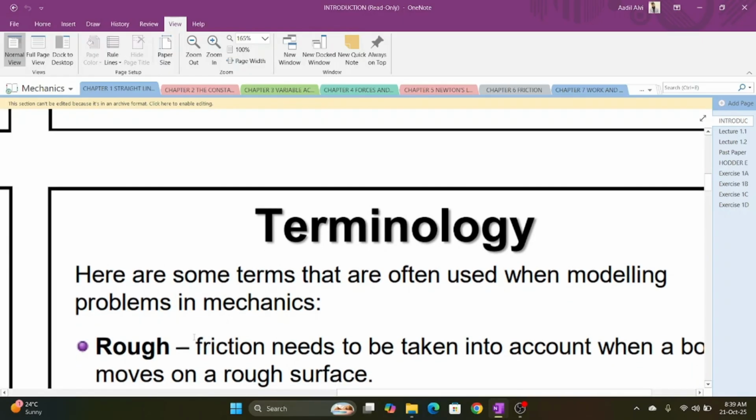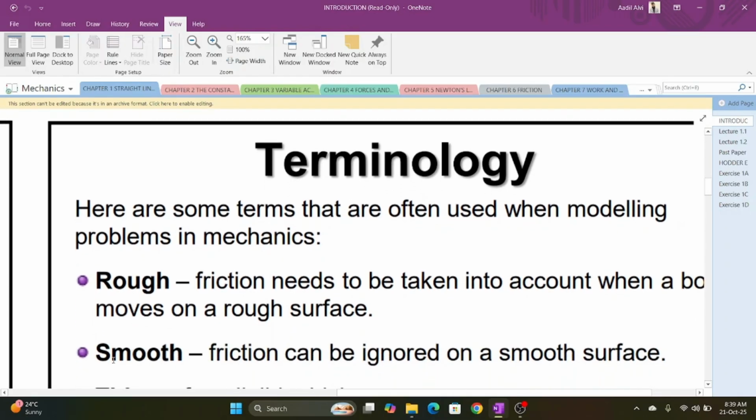Rough. Now, when there is a rough surface, this is usually referred to when you have a surface. Okay, so what type of surface is it? Is it a rough surface or is it a smooth surface? Okay, now a rough surface means that you cannot ignore friction. The friction has to be taken into account. All right, and a smooth surface means that friction can be ignored. Friction is very less, so it is so less that you can just simply ignore it.